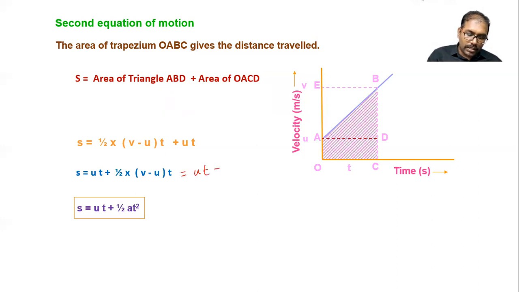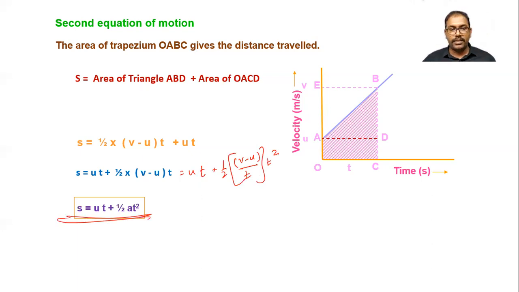ut plus 1 by 2, v minus u into t. Or I can do one thing here: divide by t and multiply by t. So we get t square, and v minus u divided by t is the acceleration. So we get acceleration a and t square. I hope you understood this. So ut as it is plus 1 by 2, v minus u divided by t, and this multiplied by t. So we get acceleration and t square. So this is the second kinematical equation.